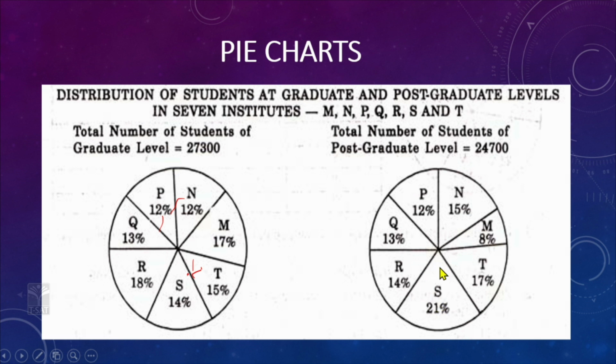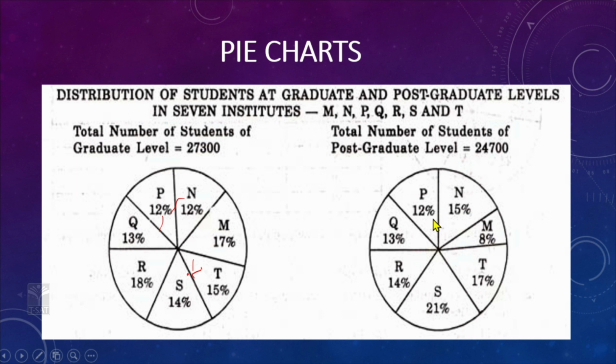So this is called the sector angle. As the sector angle increases, the number of admissions also increases. So we will take 12% as how much admissions, meaning if you consider how many students are admitted at the level, for example in P.